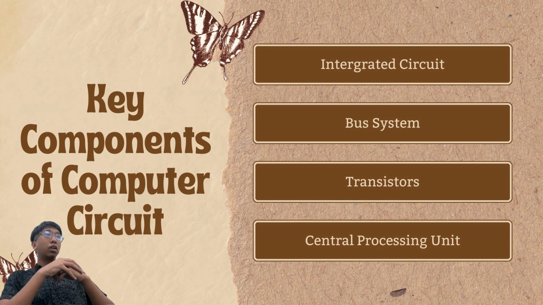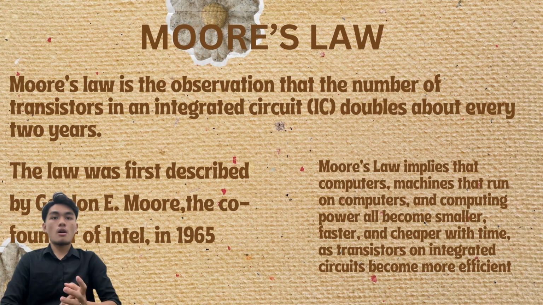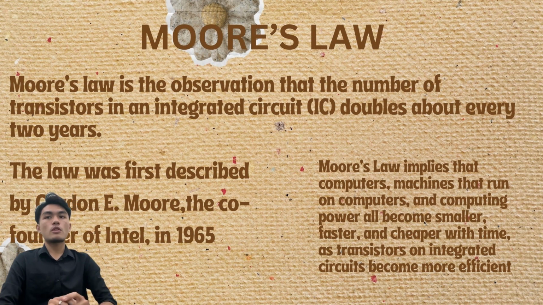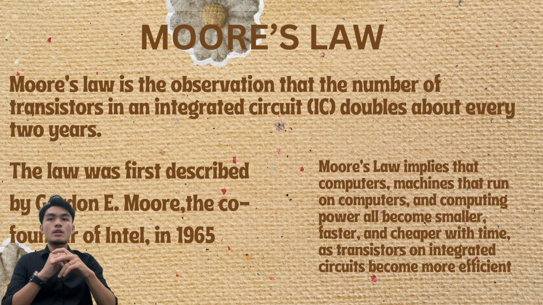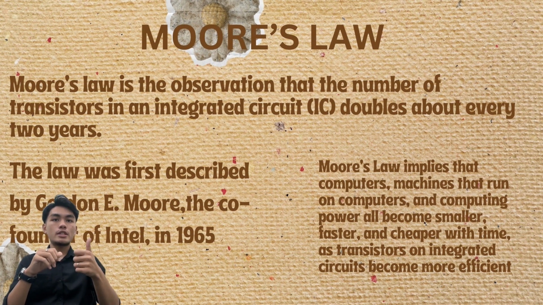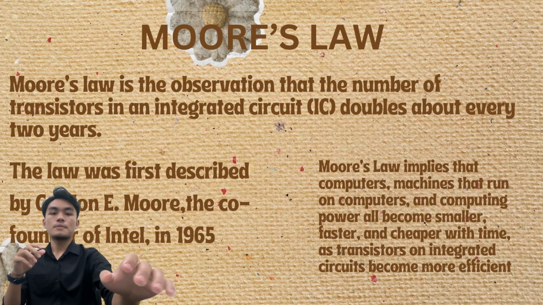Alright, next I'm gonna talk about Moore's law. So first of all, what's Moore's law? Moore's law is the observation that the number of transistors in an integrated circuit, IC, doubles about every 2 years. The law was first described by Gordon E. Moore, the co-founder of Intel, in 1965. Moore's law implies that computers, machines that run on computers, and computing power all become smaller, faster, and cheaper with time as transistors on integrated circuits become more efficient.